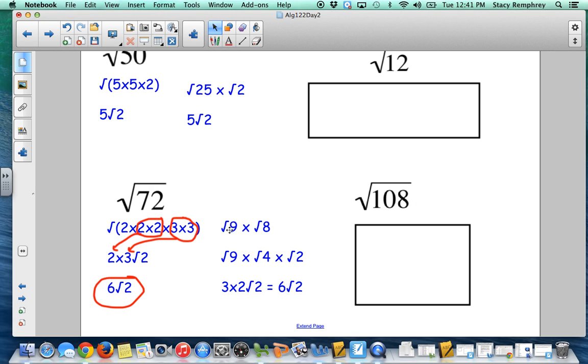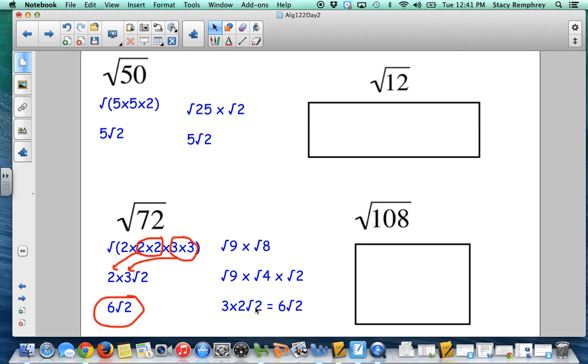Okay, oh, sorry. I did that here too. I knew 9 went into 72, so I broke it up into the square root of 9 and the square root of 8. And then I said, oh, wait, you know what? Another perfect square can go into 8. So I broke 8 into square root of 4 and square root of 2. Square root of 9 is 3. Square root of 4 is 2. Just bring down the other one, 6 root 2. So I'd like you to try these two and push play when you're ready to check your answer.